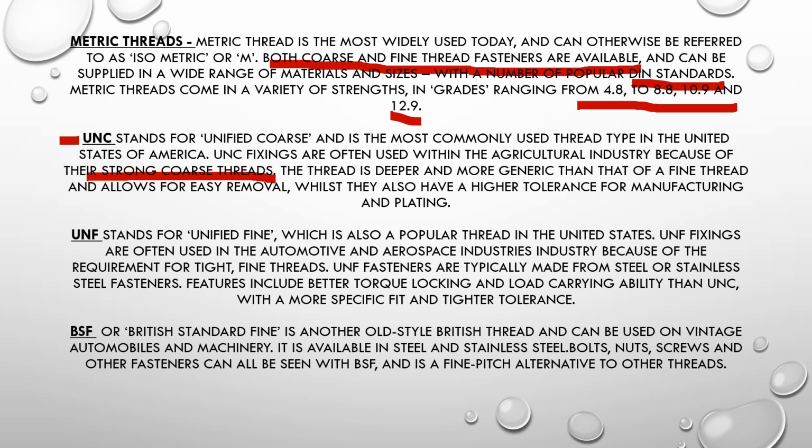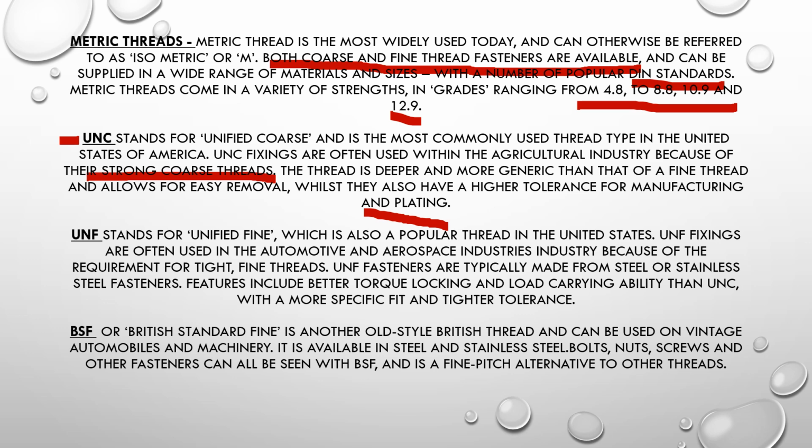This thread is deeper and more generous than the fine thread and allows easier removal, while it also has a higher manufacturing and plating tolerance. It is a higher tolerance because the TPI, the threads per inch, is lesser in UNC. In coarse thread it is less. The pitch is high, but the threads are fewer. You need to remember it correctly. In fine threads, the threads are more and the pitch is less.